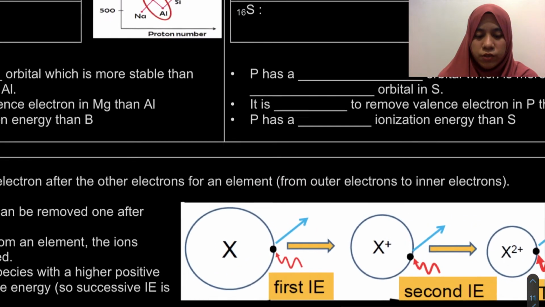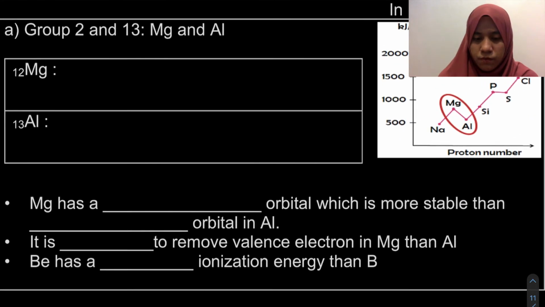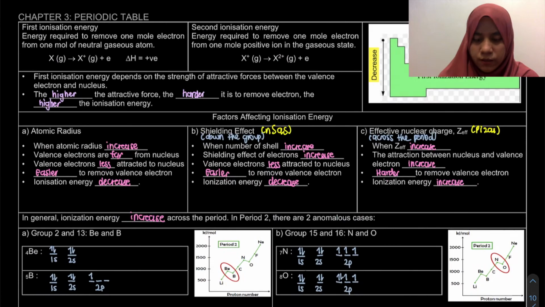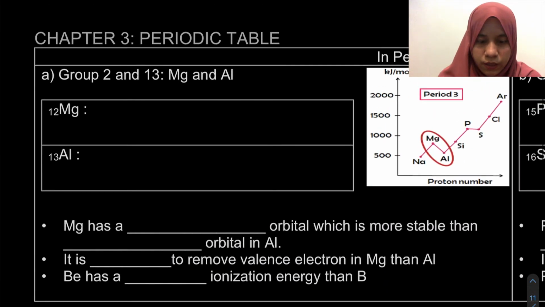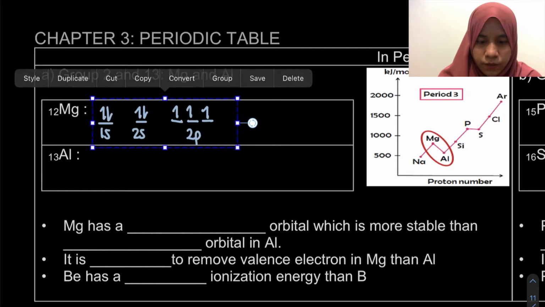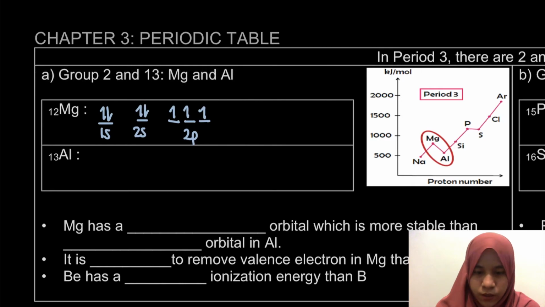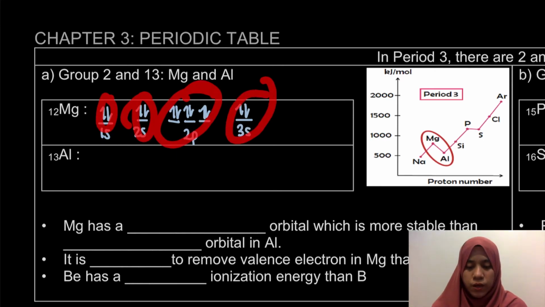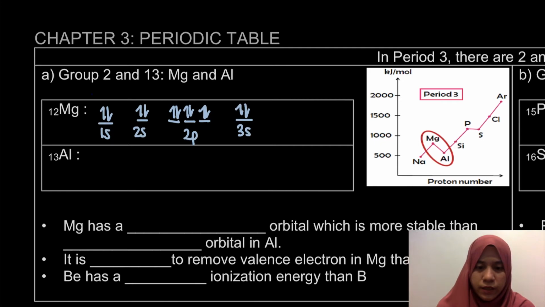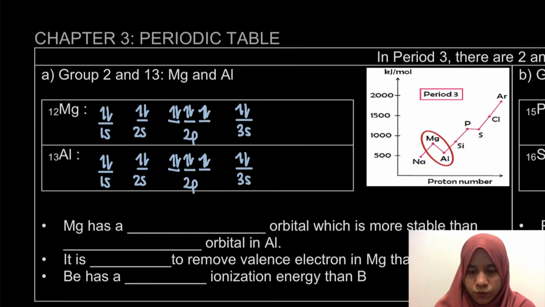I'm going to write down the electronic configuration. I'm just going to copy paste the previous one. 1s2, 2s2, 2p6. For this case, around here 1, 2, 3, 4, so it's only 10. 2p, then 3s, 1, 2. Is it enough? 2, 4, 10, 12. So this is actually for our magnesium. Then I'm going to do aluminium: 1, 2, 3, 3p.